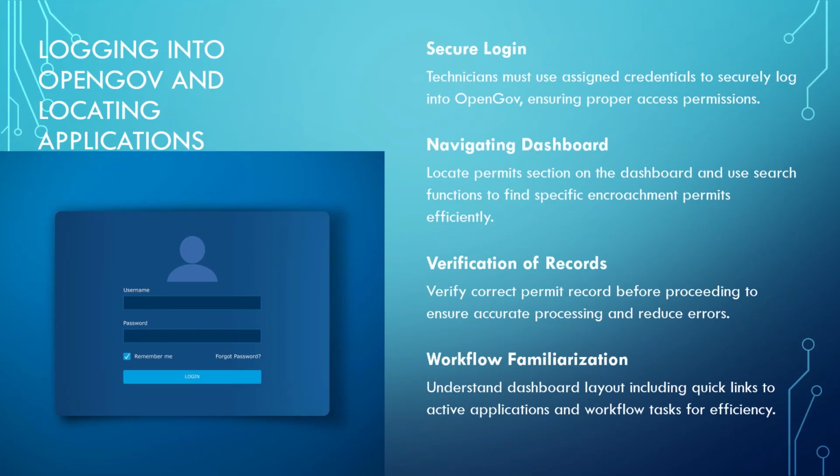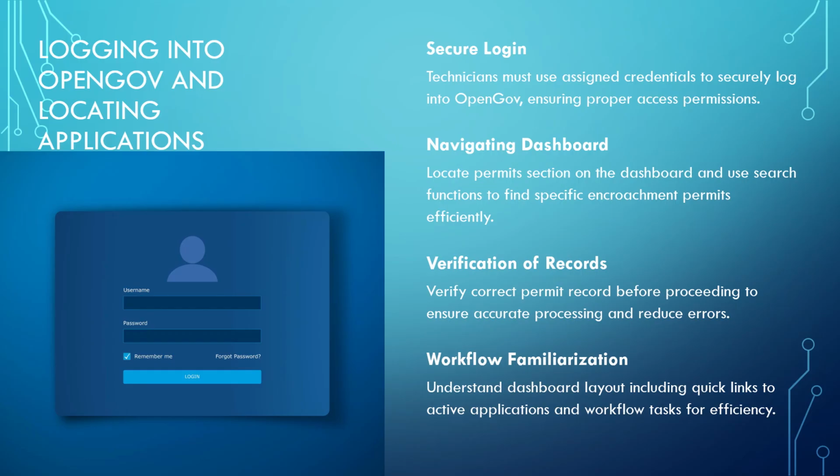The first step for any technician is to log in to OpenGov using their assigned credentials. Ensure that you have the correct permissions to access the encroachment permit applications. Once logged in, navigate to the dashboard and locate the section for permits or applications. Use the search function to find specific encroachment permits by permit number or applicant name.